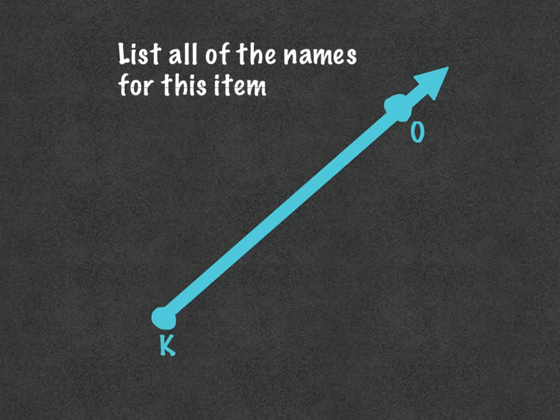This is a ray. So we're going to have our ray. We're going to list our names for our ray here. Remember, we have to start at our endpoint. So ray KO, and we put a little mini ray right above there. So ray KO.